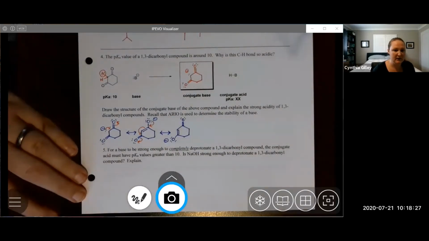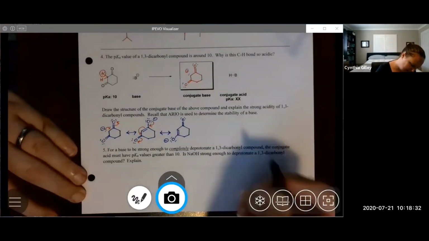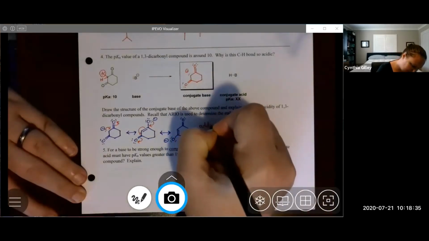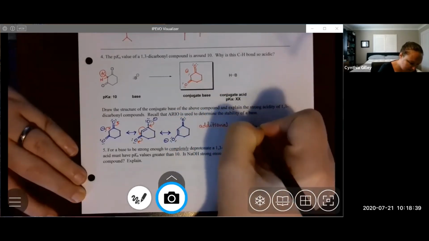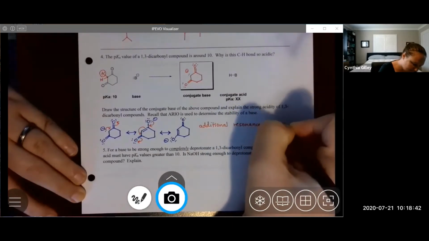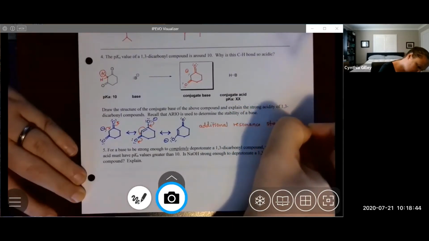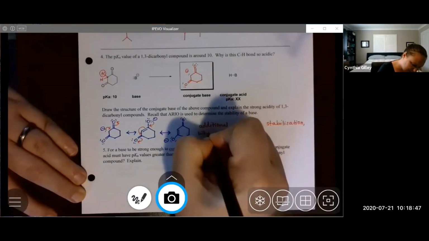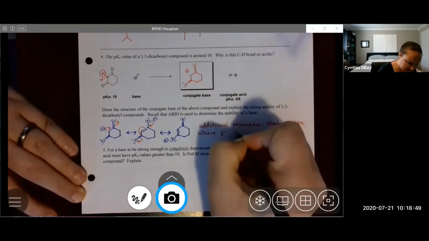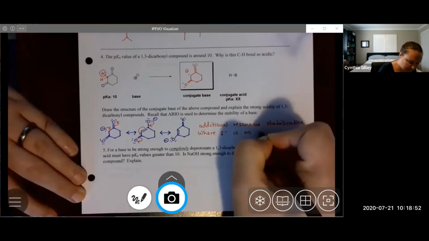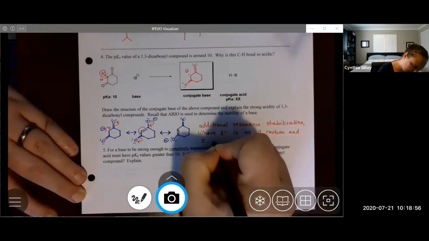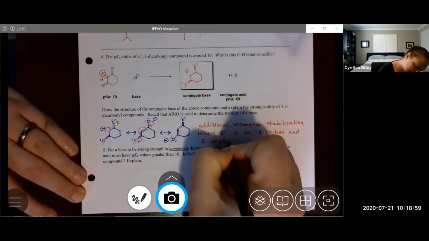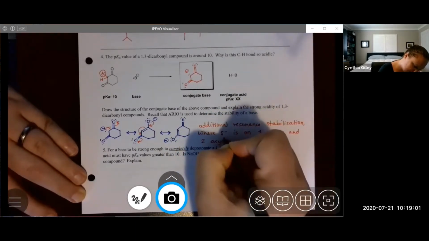Okay, so to explain the acidity, we have the additional resonance stabilization, where the partial negative charge is on one carbon and two oxygen atoms.